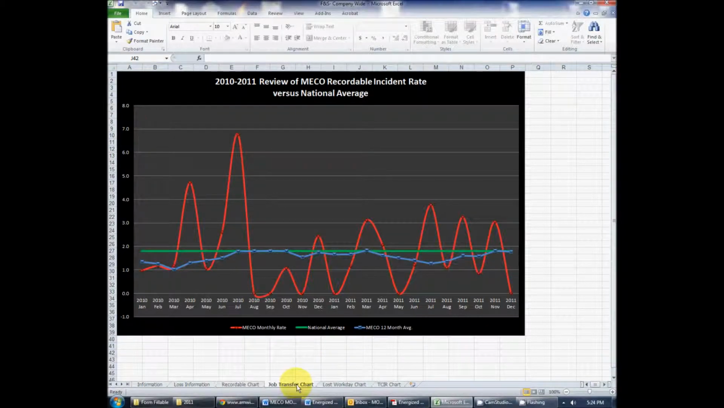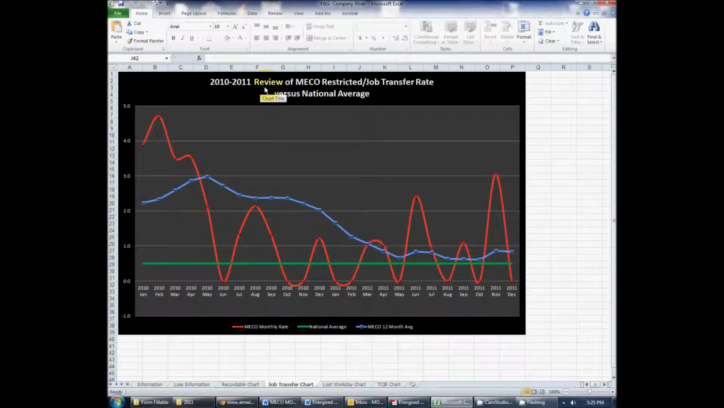If we go over to the job transfer chart, this is the 2010-2011 review of restricted or job transfer rate. This is going to be our restricted rate, and you can see where we began in 2010 at very high numbers. But if you take a look at our rolling average, we're slowly but surely working our way down to close to the national average. I would like to remind everybody that it is very beneficial to try to be below the green line.